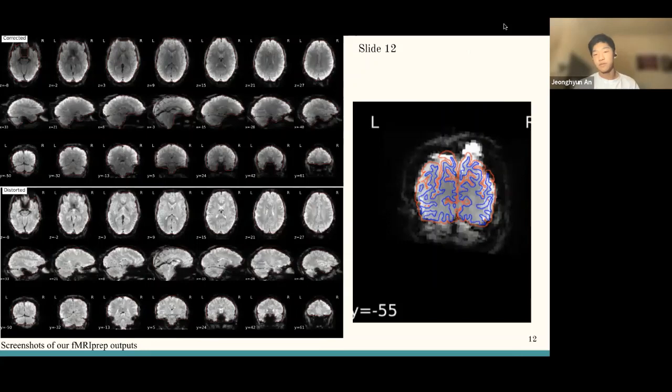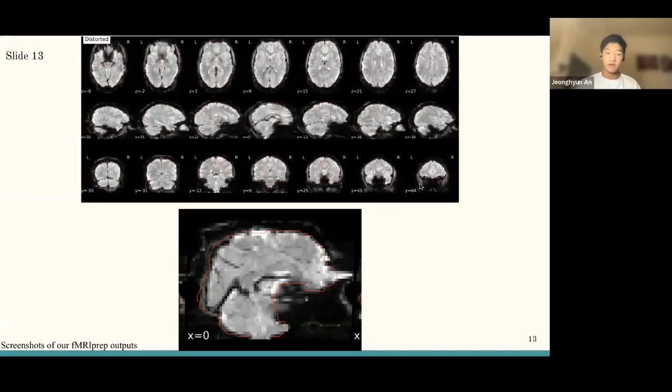On the slide on the right, however, you can see there's a little bulb, and this is the functional image mapped onto the anatomical outlines. You can see that there are bulbs and parts of the functional image that do not fit into the anatomical outline. So this was a subject that we considered for rerunning later on.